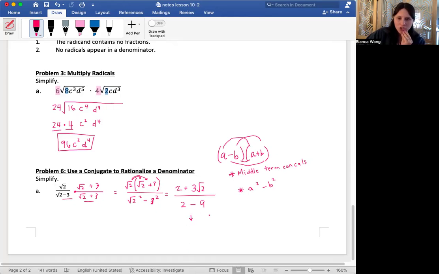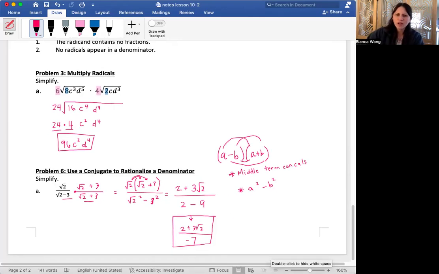And now what I have, the top I think can stay as is. There's nothing I really need to do to change it. 2 plus 3 times square root of 2 over 2 minus 9 is negative 7. This is my final answer. And I know it looks funny because you've got a negative on the bottom, but that's what it is reduced.